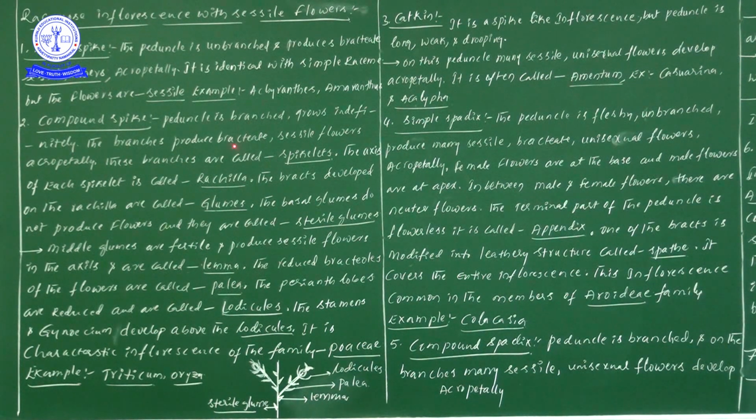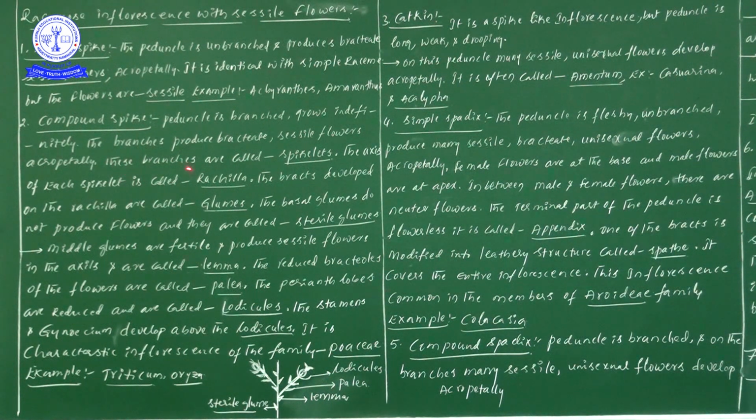The branches produce bracteate sessile flowers acropetally. Here the branches bear sessile flowers, bracteate is a common point, and acropetal arrangement of flowers is also common. But in a compound spike, one point is that the peduncle is branched, you have to remember. In a simple spike, the peduncle is unbranched. All of this information we are learning under sessile flowers, definitely the flowers are sessile. Likewise, all the remaining points are common.